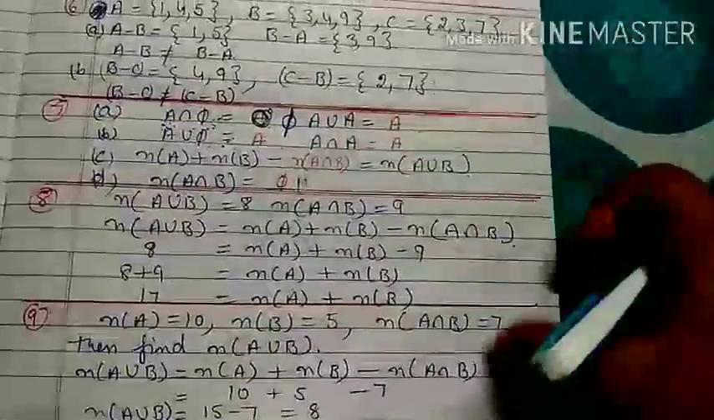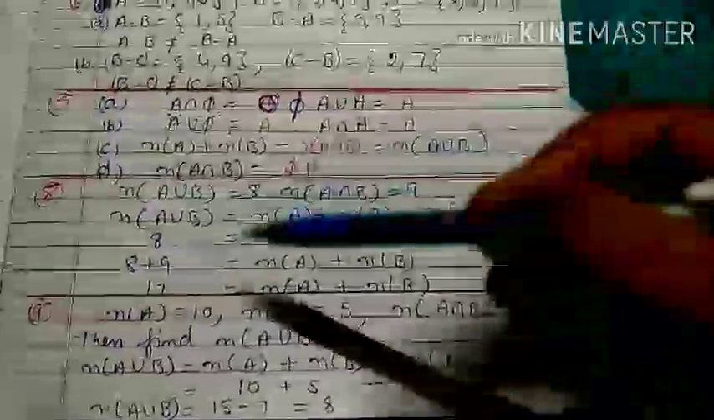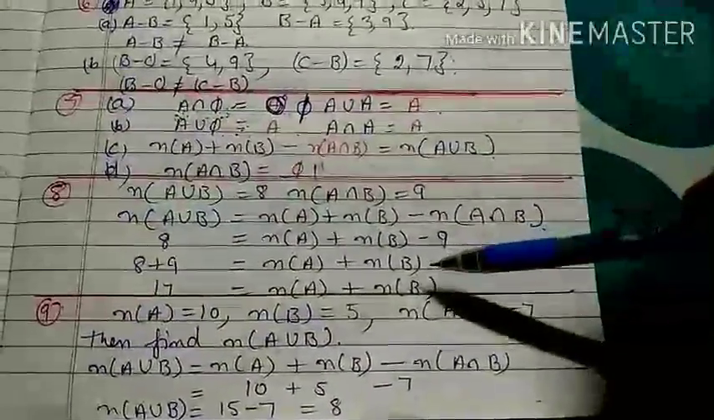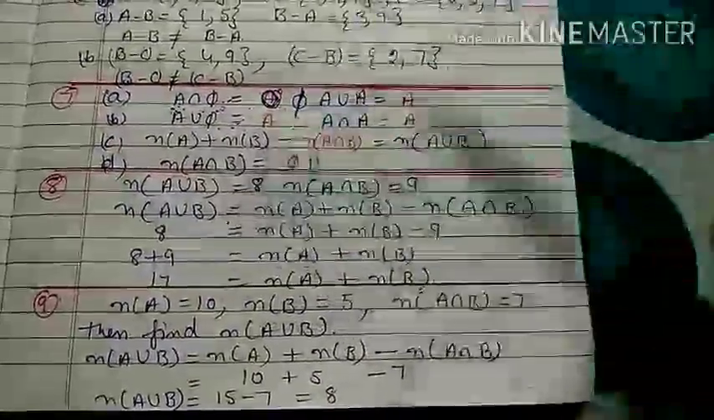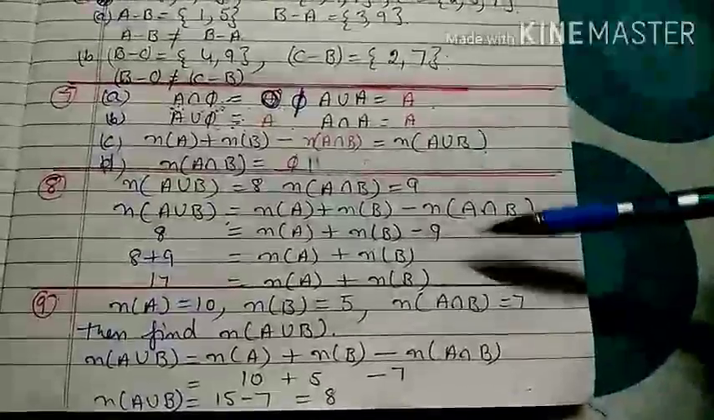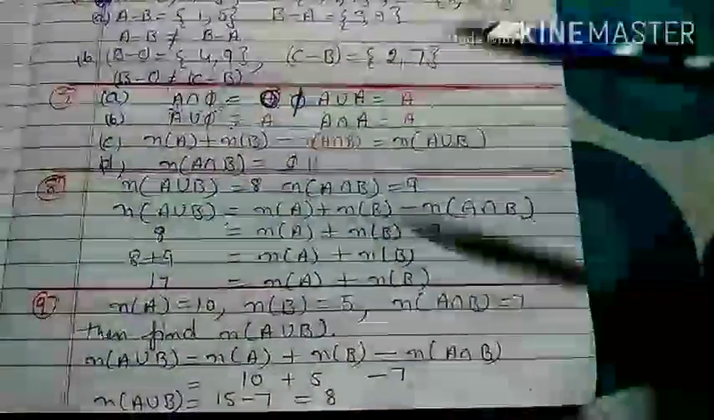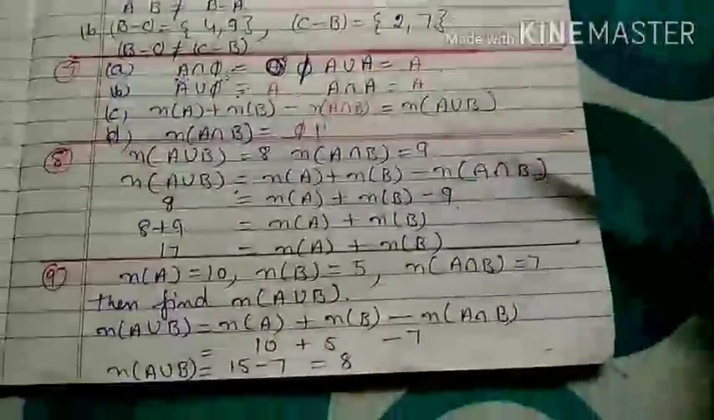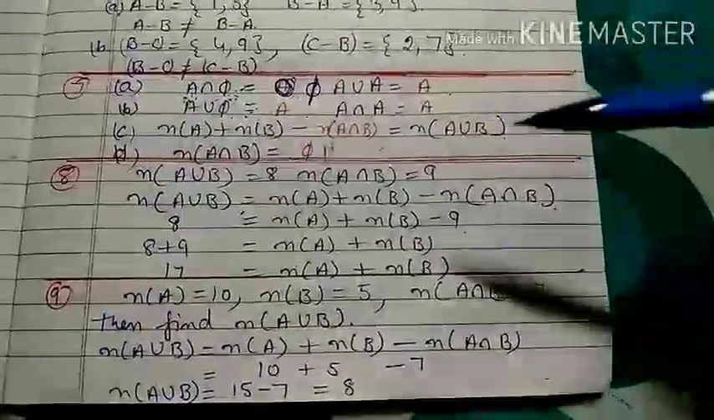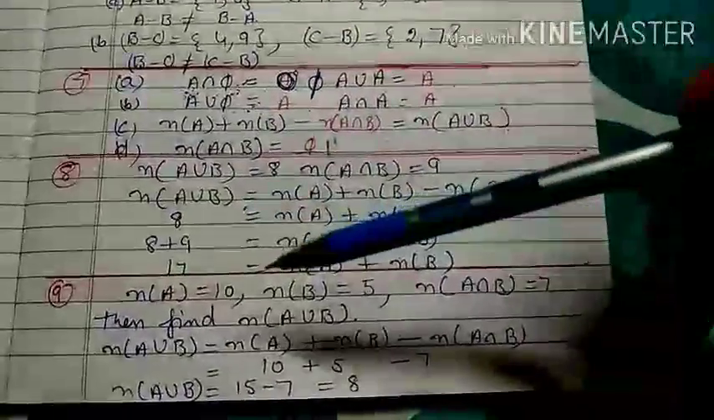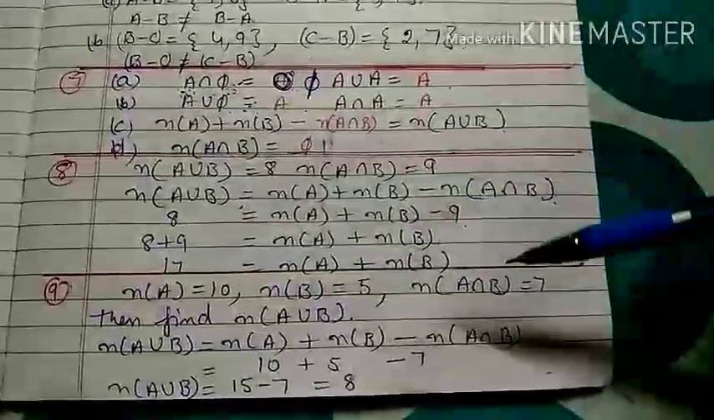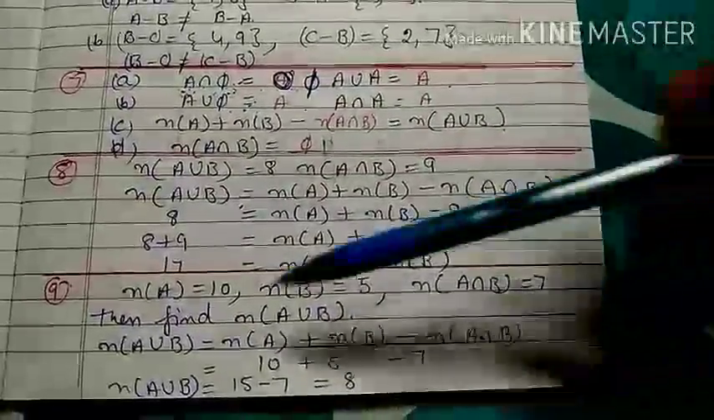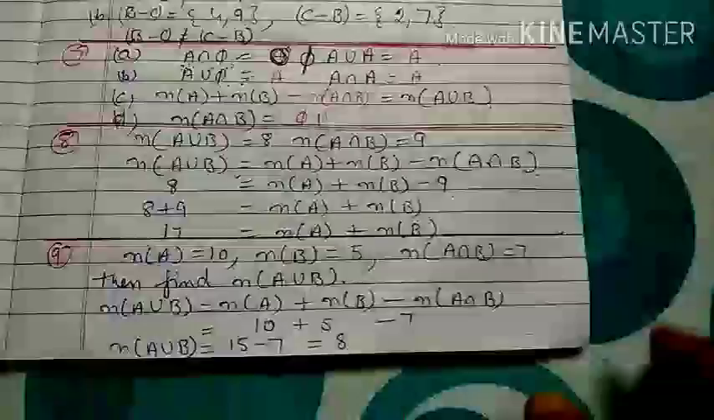In the 8th question, you have to find the value of the number of elements in A and B combined. A union B is given to you, and the A intersection B element count is given to you. When 9 goes to the other side, 17. That means the number of elements in A and B combined is 70. Similarly, in the 9th question, the number of elements in A is given as 10, B is 5 and the intersection is 7. You have to find A union B, applying the formula, you will get the answer.